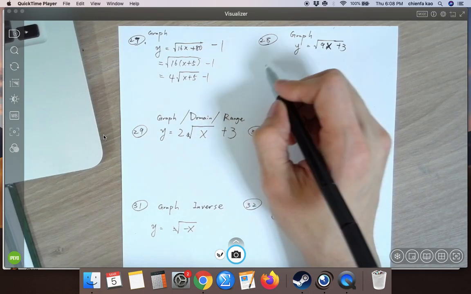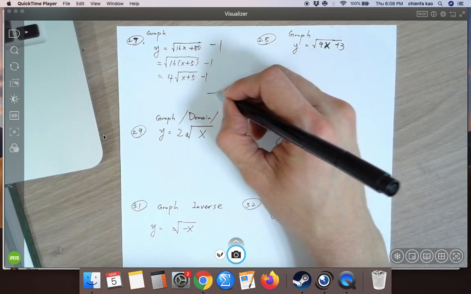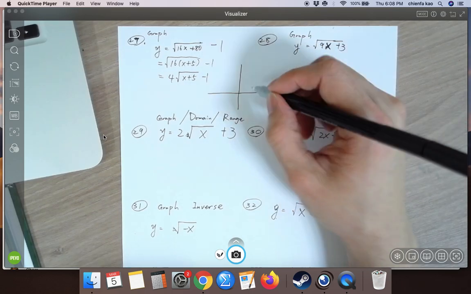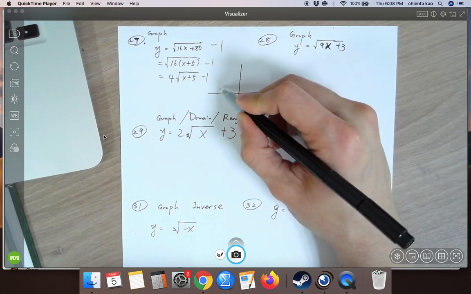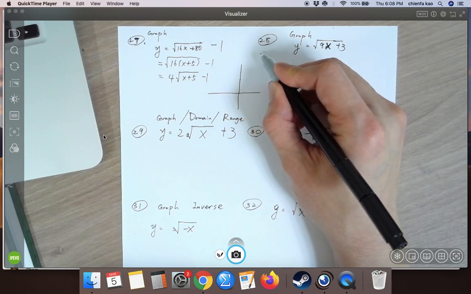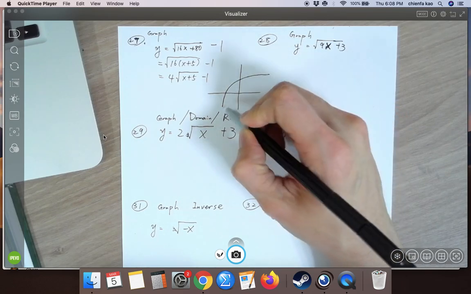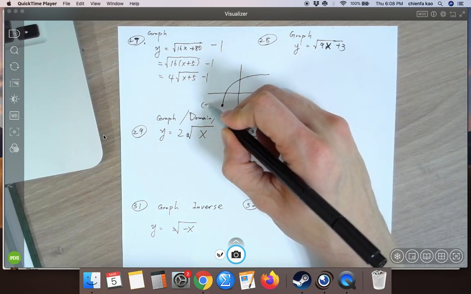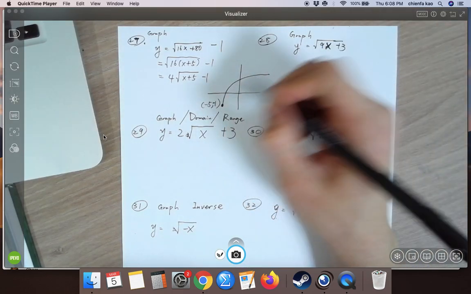All right, so it's a parabola. Let's move shift 5 to the left, stretch by 4, and down 1. So parabola, shift to the left 5, stretch by 4, and then down 1. So this point must be negative 5, negative 1.